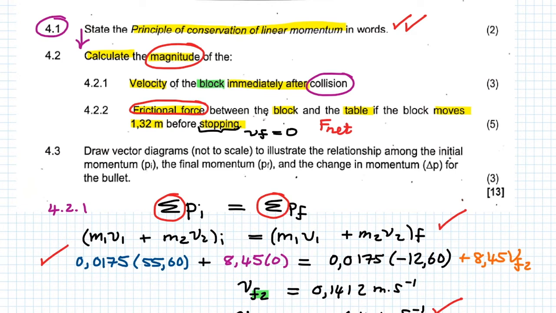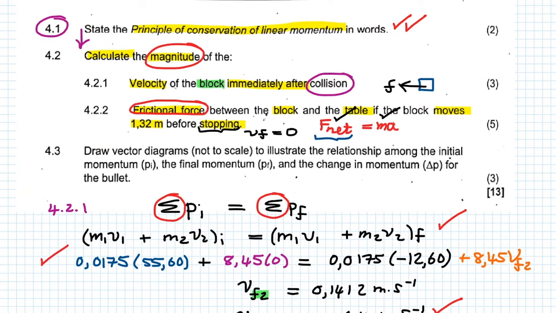We know that the net force is equal to mass multiplied by acceleration. This is Newton's second law that you learned in grade 11. We are looking for the net force. When this block moves along the table, there is only one force acting on it, and that is the frictional force. So the F net is the frictional force.